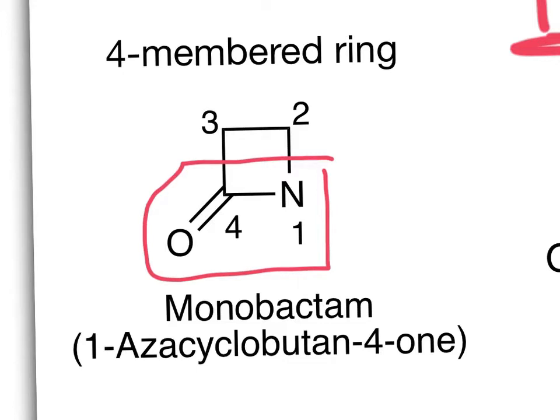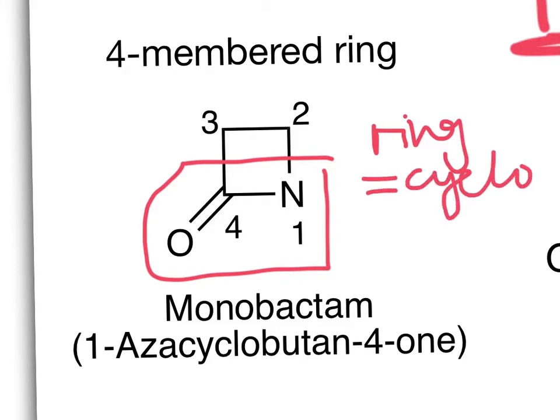When you have N, and next to that you have a carbonyl, that is called an amide bond. Amide bonds occur all the time in amino acids and in peptides, so this is a way to link. In this particular case, this is a ring, which we call a cyclo, and it's a 4-member ring: 1, 2, 3, 4.